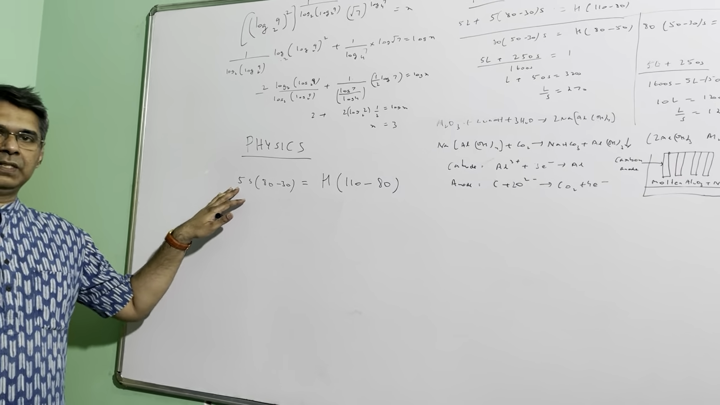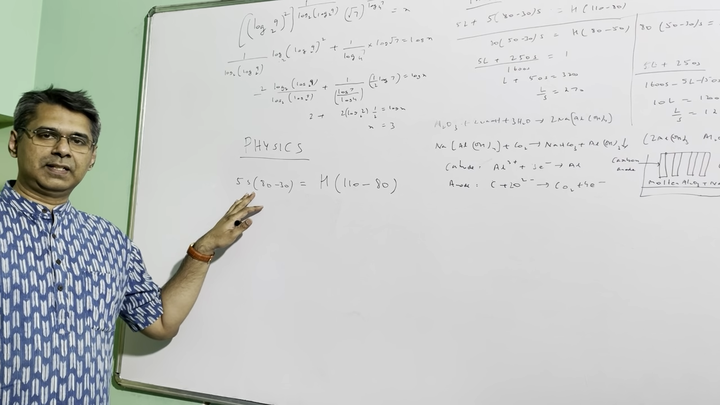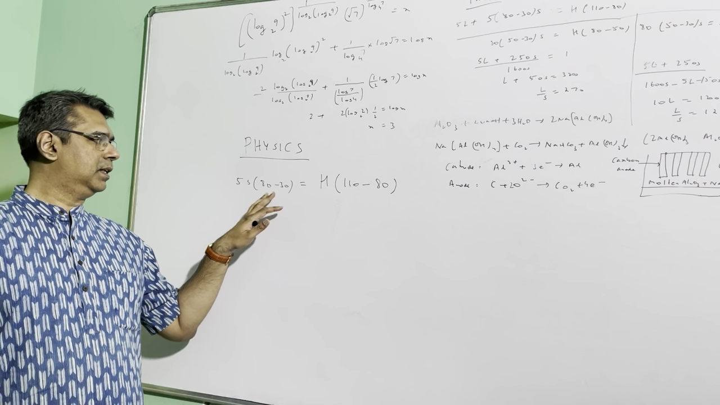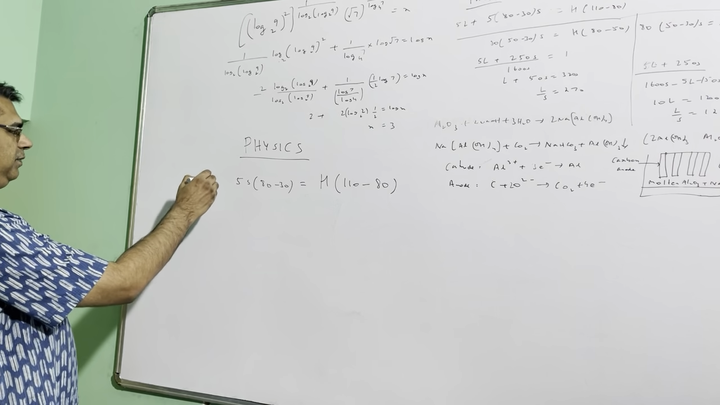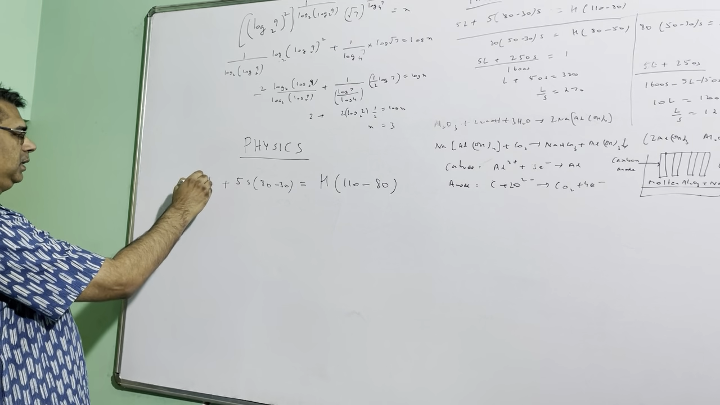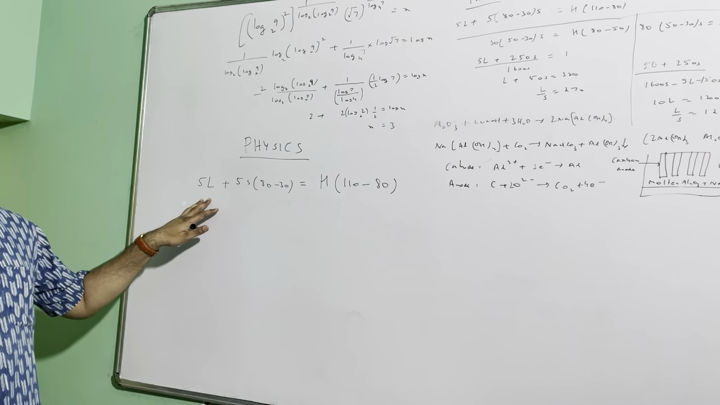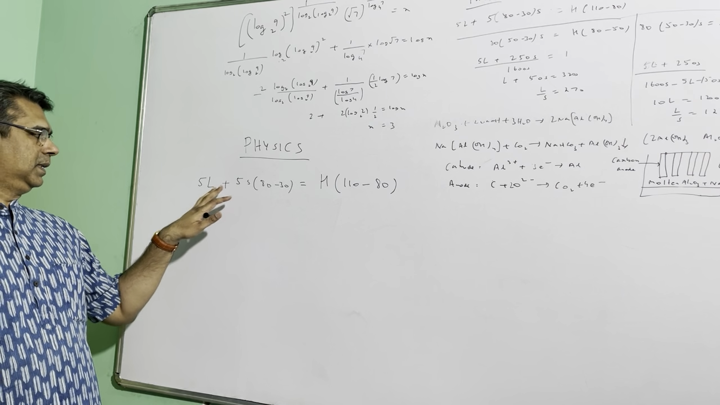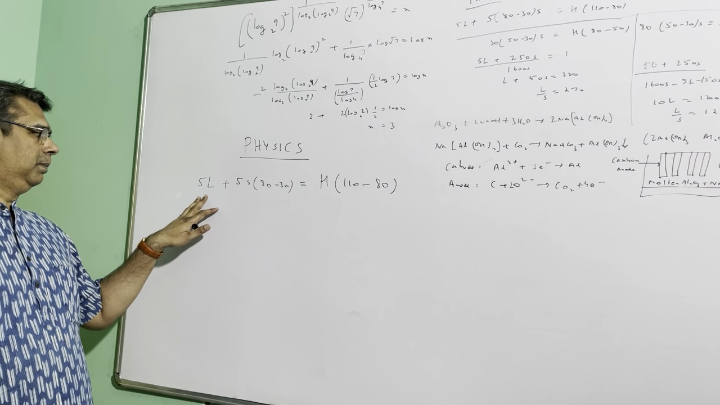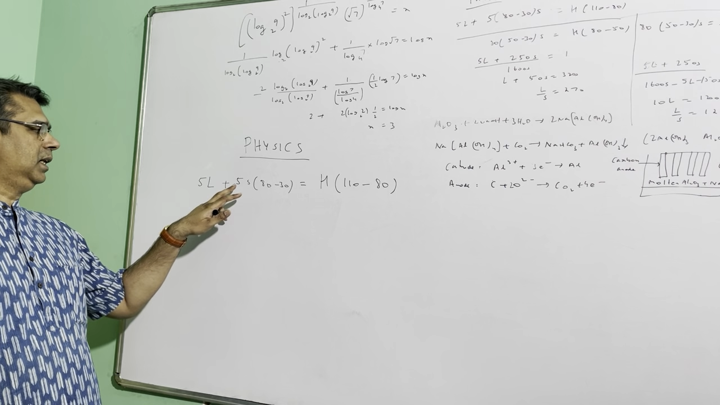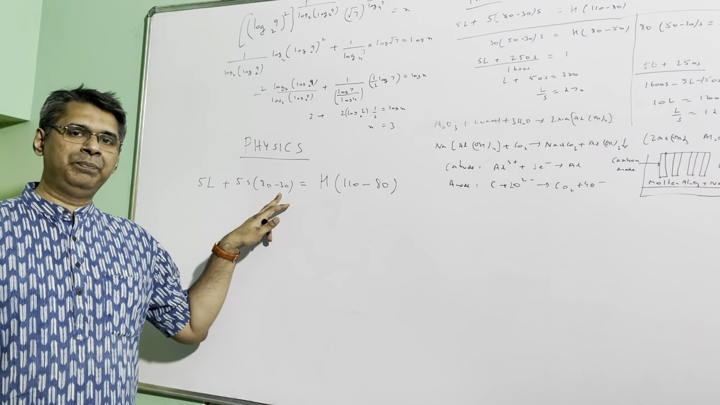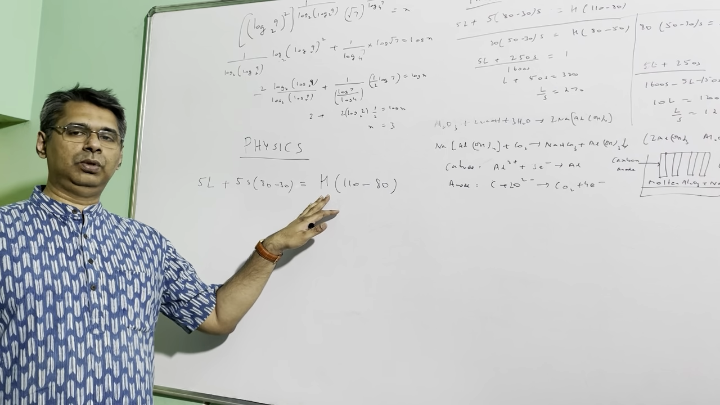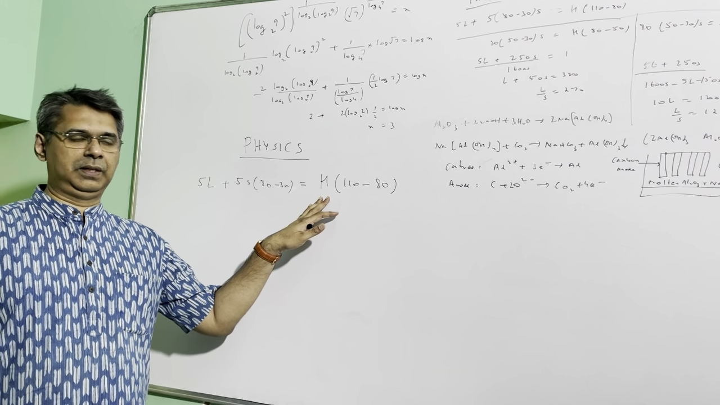So 5 gram is the amount of liquid, S is the specific heat capacity of the liquid, and 80 minus 30 is the temperature change for the liquid. After that, the entire liquid evaporates. So suppose L is the latent heat of the liquid. So 5 into L is the heat absorbed by the liquid, which enables it to completely evaporate, and 5 into S into 80 minus 30 is the heat absorbed for the liquid to rise from 30 to 80. This is equal to the heat given out by the calorimeter.